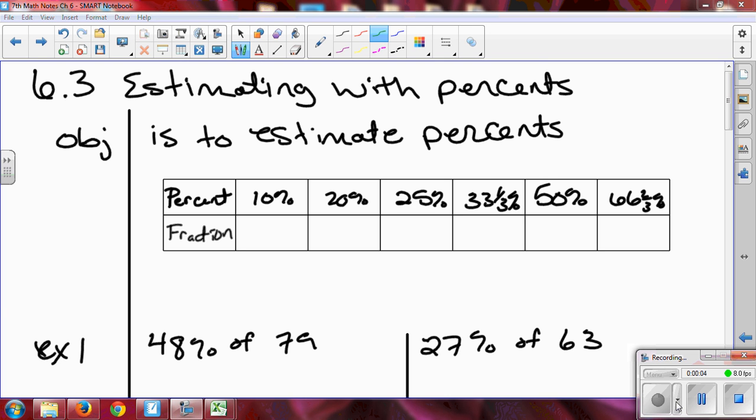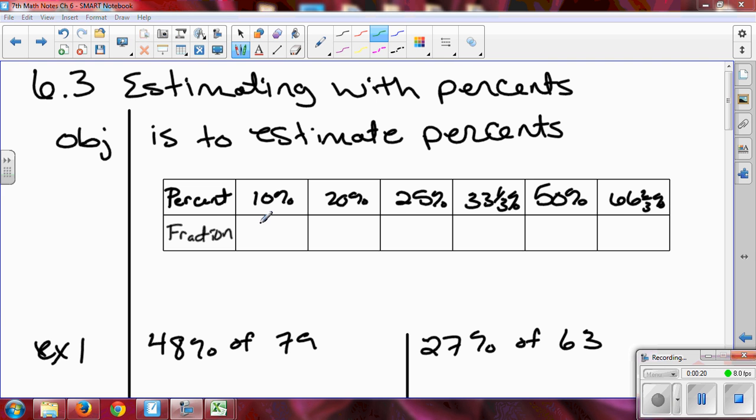6.3, estimating with percent. So we're not going to have exact answers. Some of us might have a little different than others. Our objective here is to estimate percents. So let's first see what a percent is as a fraction, which is what we did in the last section.